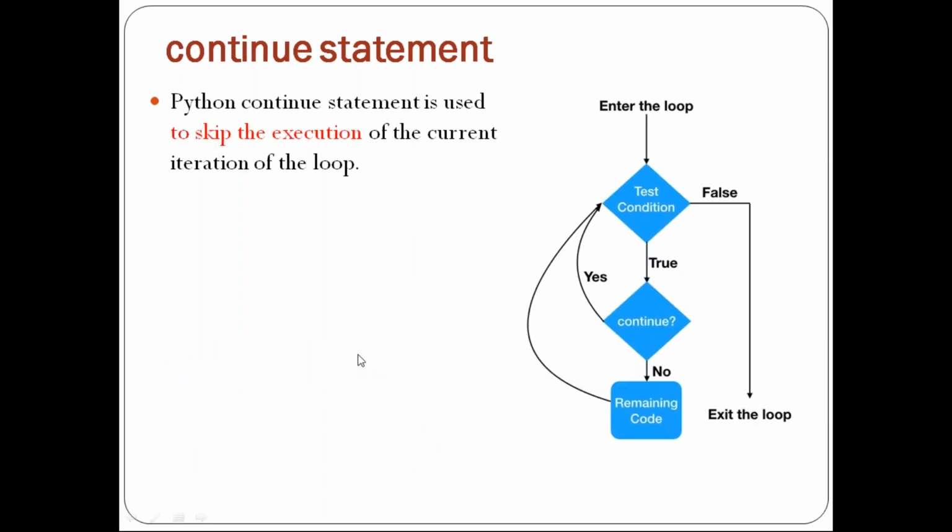And the continue statement will be used to skip the current execution from the iteration. We can't make use of the continue statement outside the loop, and we can make use of it with the for loop as well as with the while loop. And when we use this continue statement in a nested loop, then it will skip the inner loop only.